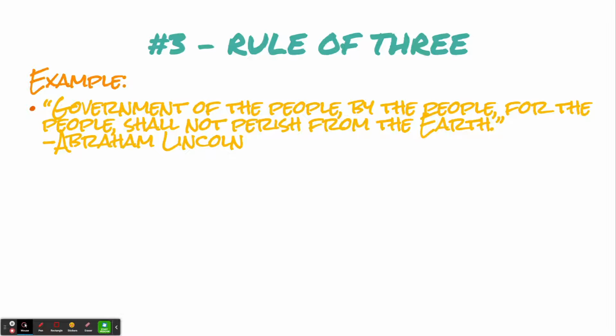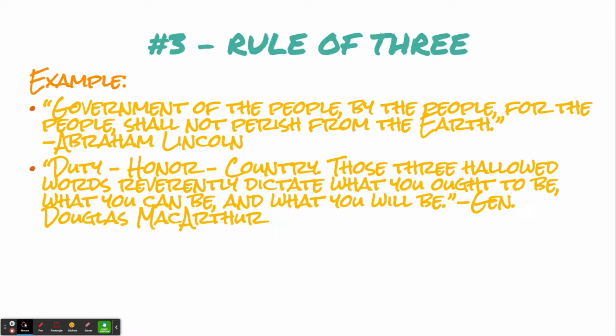Abraham Lincoln even used the rule of 3: the government of the people, by the people, for the people, shall not perish from the earth. And even Douglas MacArthur: duty, honor, country. Those 3 hallowed words reverently dictate what you ought to be, what you can be, what you will be.